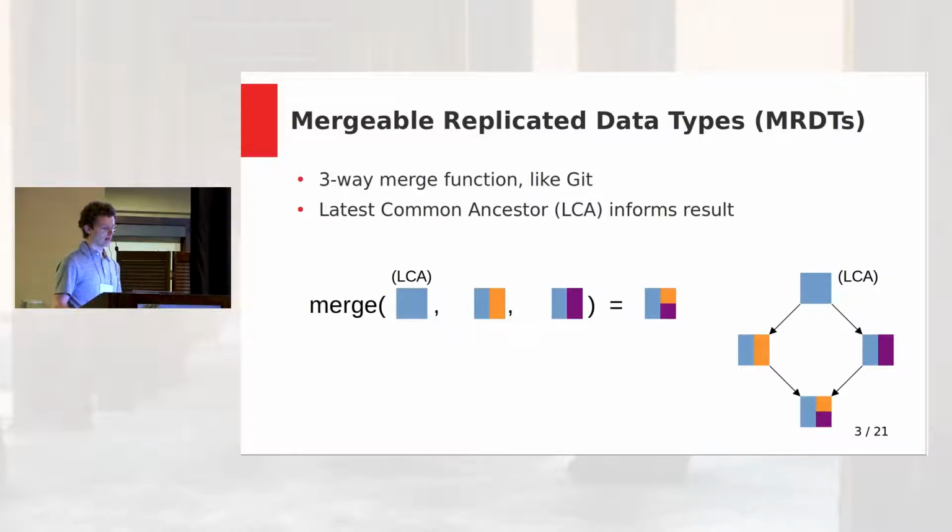MRDTs use a three-way merge function, essentially generalizing Git's three-way merges on file conflicts. And this merge function uses information about the history of the execution to identify what is new in the conflicting states and what should carry on to the resolved state. This history information is called the latest common ancestor, or the LCA.